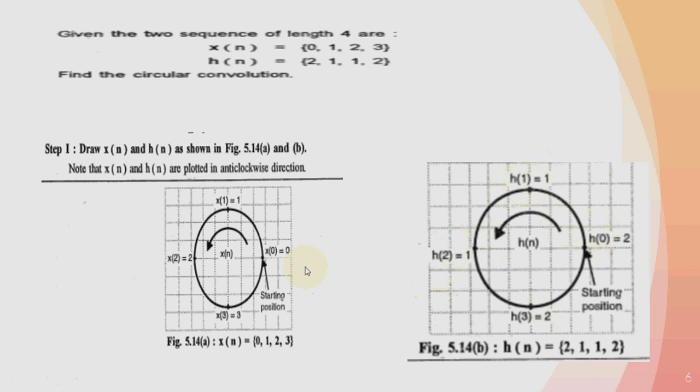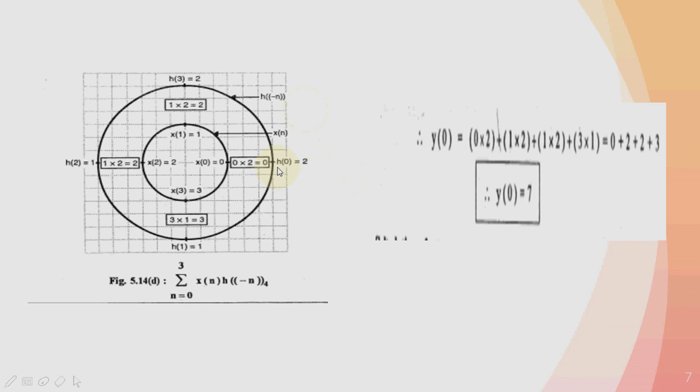In this next step, make this circle in anticlockwise direction. So that is 2, 1, 1, 2. Right. So multiply all points. So 0 multiplied by 2 plus 2 multiplied by 1 plus 1 multiplied by 2 plus 3 multiplied by 1, that is equal to 7.